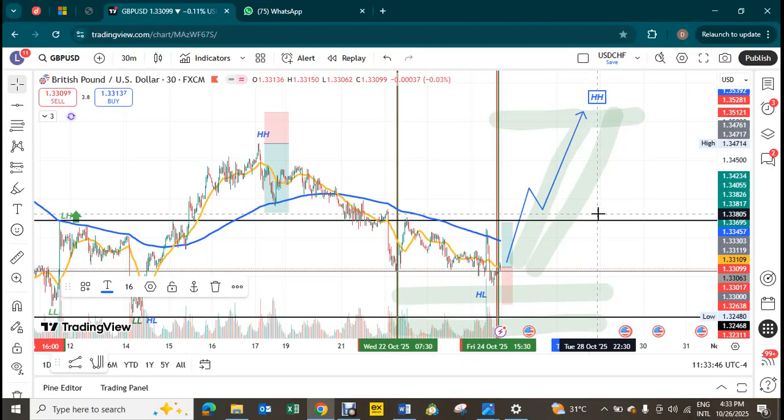We take buys and we take sell positions on both ways. Okay, so this is just a brief understanding. I hope we can get it. We should understand this is how it works.